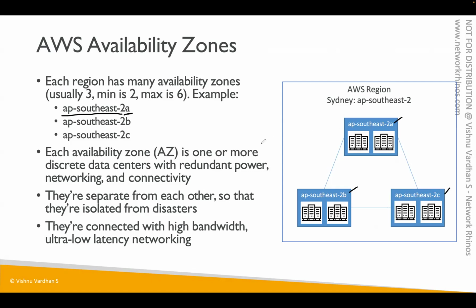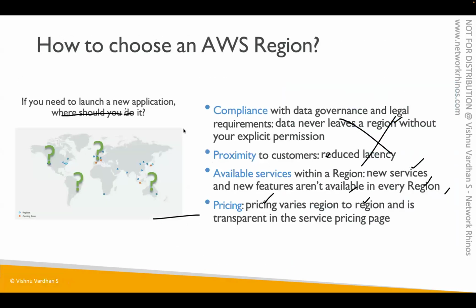See, now each availability zone has two redundant power, two networking connectivity and all. At least if one fails, the other can be used. And these availability zones are connected using high bandwidth, ultra low latency networking owned by Amazon. In case of any disaster, if an entire availability zone goes off, at least we can run the business with the other two. Okay, great.